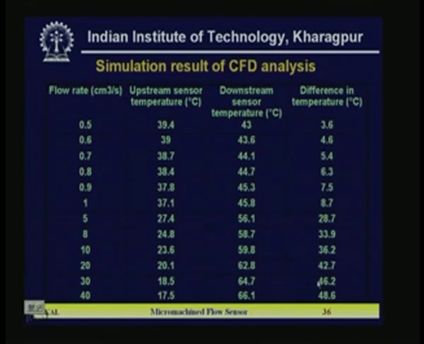Now, here are some simulation results of the CFD. These are the flow rates in cc per second, the upstream sensor, and the downstream sensor. You can see the temperature difference is calculated here. The downstream temperature will be more than the upstream. So, the temperature is 39 here, 43 here, and you can see the flow rate changes.